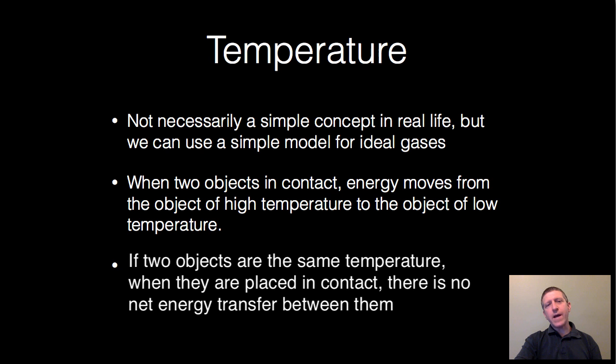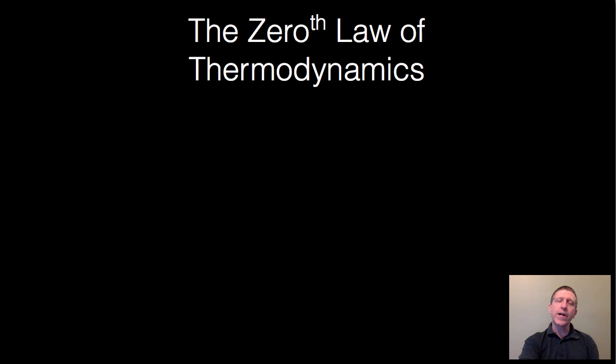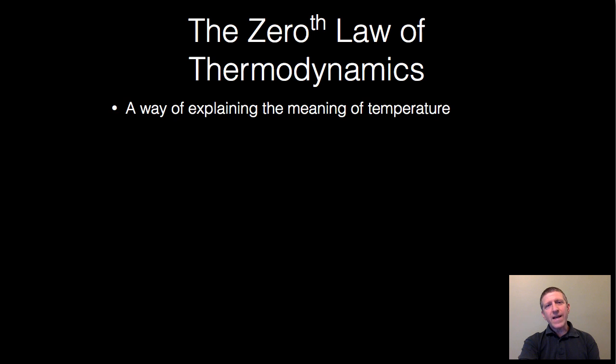If two objects are the same temperature, when they are placed in contact, there is no net energy transfer between them. That is how they are considered to be at the same temperature. In fact, that brings us to the next topic, which is the Zeroth Law of Thermodynamics. It's kind of a humorous name, the Zeroth Law, because it kind of precedes the other laws, the first, second, and third laws of thermo that we will study very soon. But it's simply a way of explaining the meaning of temperature, which is, again, not that simple, but this gives us a way to explain what temperature is.